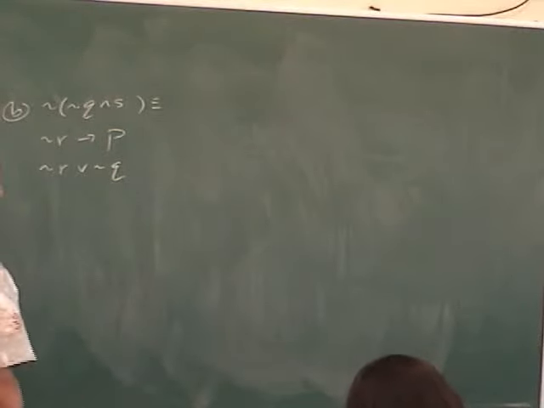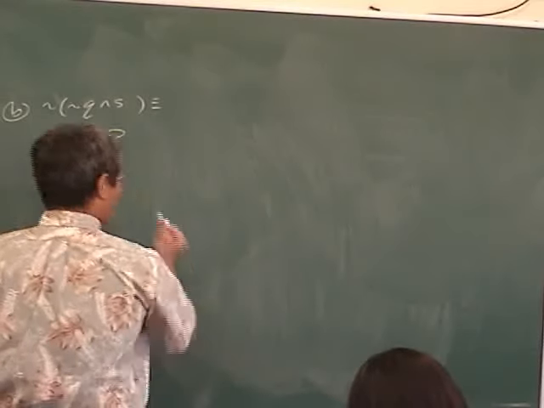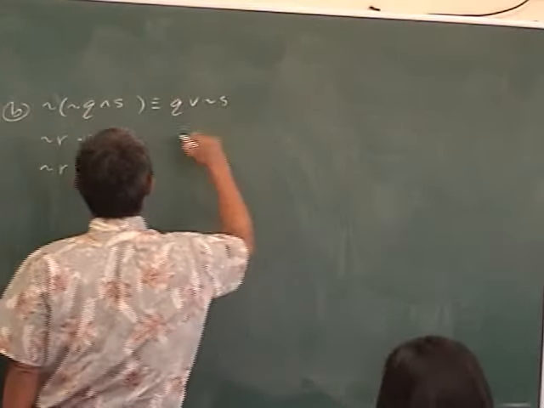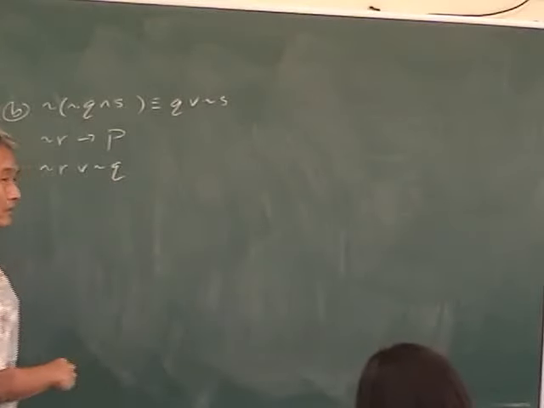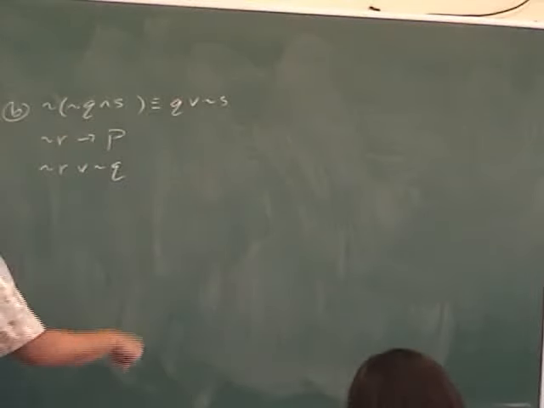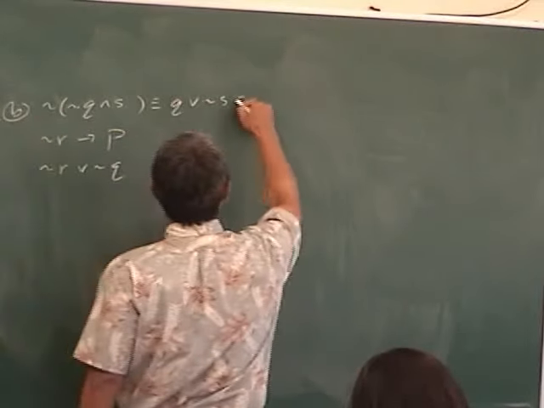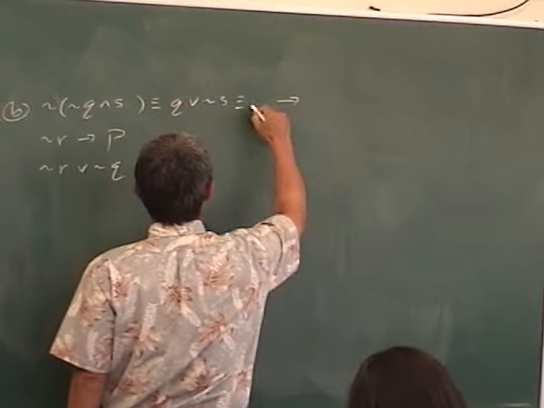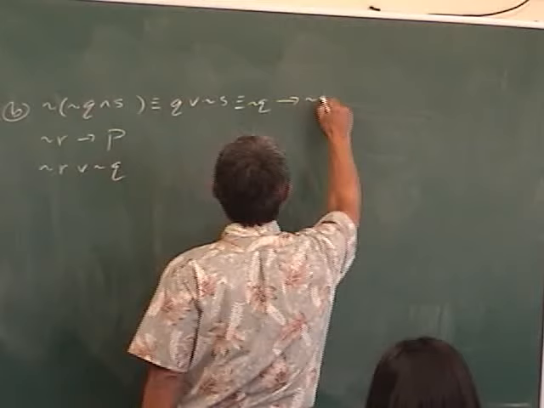Distribute. Remember De Morgan's law? So if you distribute the negation sign, you're going to get Q or not S. Or have we forgotten that? Distribute the negation sign, but then you got to change the and to or. And then when you have an or statement, can you replace that with a conditional? You bet you can. Negate the first, leave the second one alone.